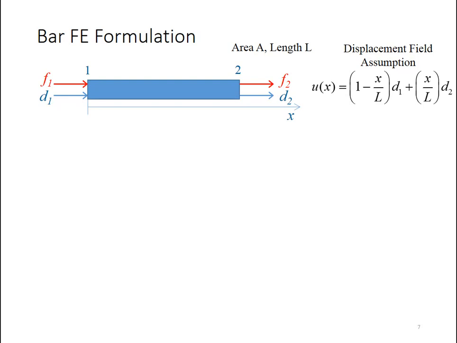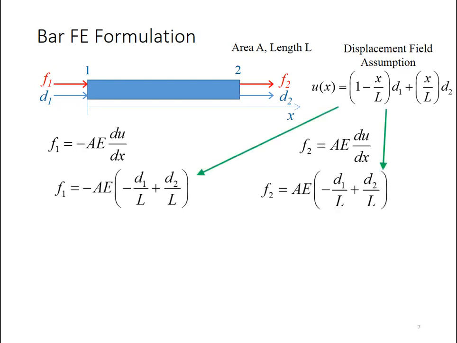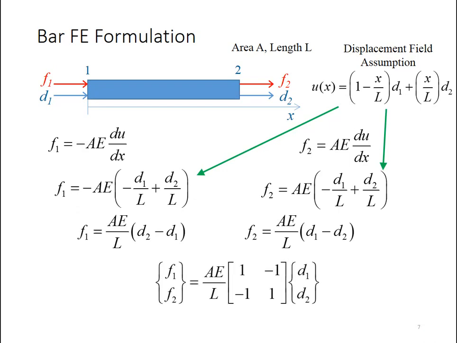Let's finish up this bar finite element formulation. I now have my displacement field assumption. U of x is equal to the shape function 1 times displacement 1 plus shape function 2 times displacement 2. I now have an expression for u, so I can take it back to my differential equation of equilibrium and take the derivative of u with respect to x. That's going to be the same in each equation. And then I can simplify that expression and put these two equations into a matrix.